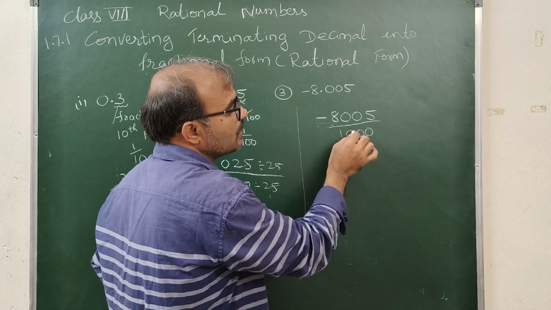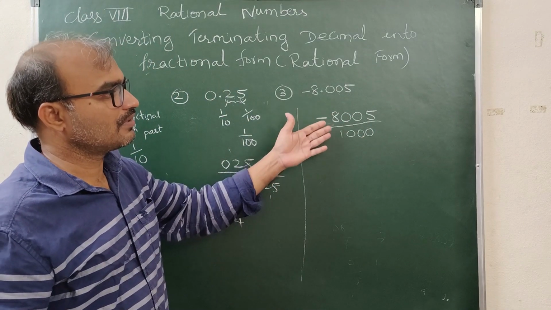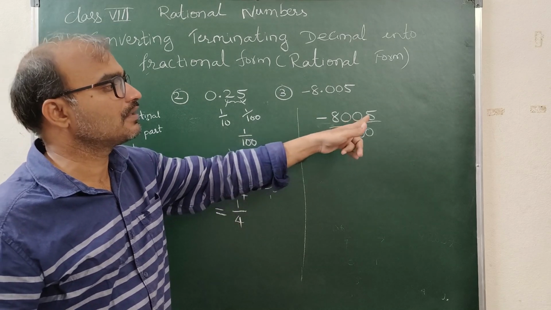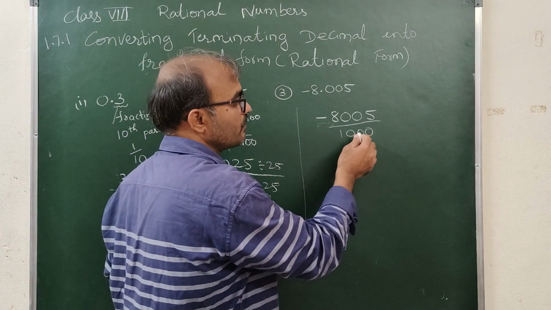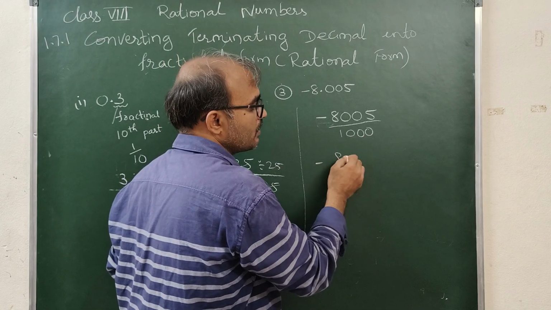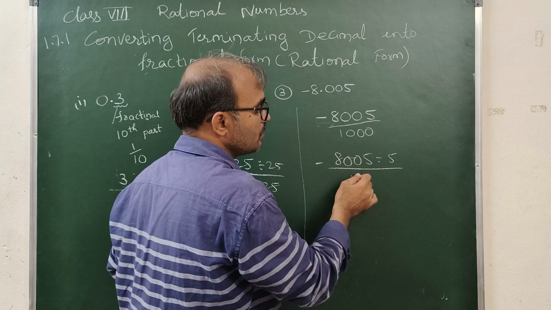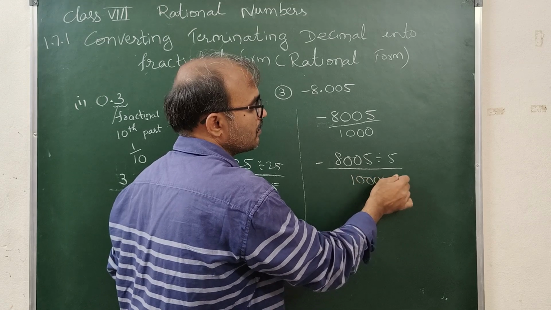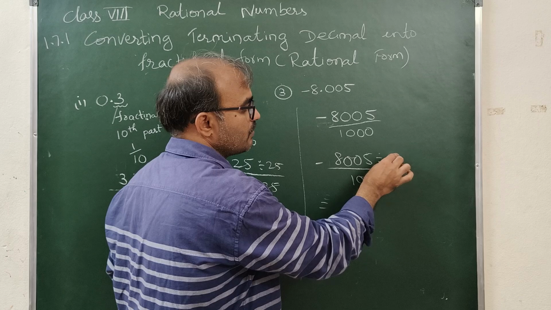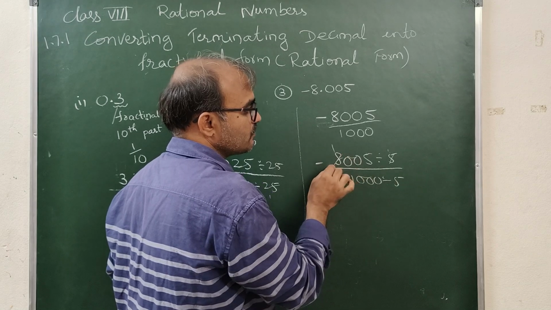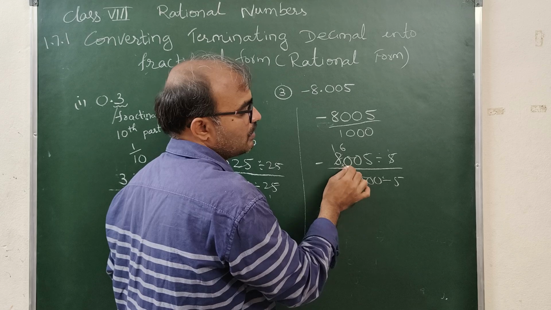Now, is there any common factor for them? Clearly, one number ends in 5 and the other in 0, so 5 is a common factor. So you do minus 8005 divided by 5, and 1000 divided by 5. Now go on dividing. 5 ones are 5, 5 ones are 5, 3 is remaining, 30 becomes 5 sixes are 30. No remainder.